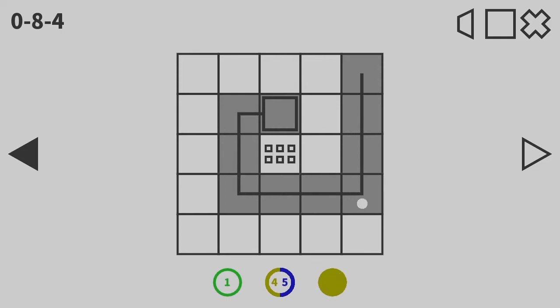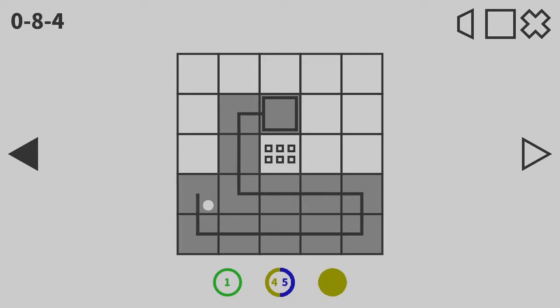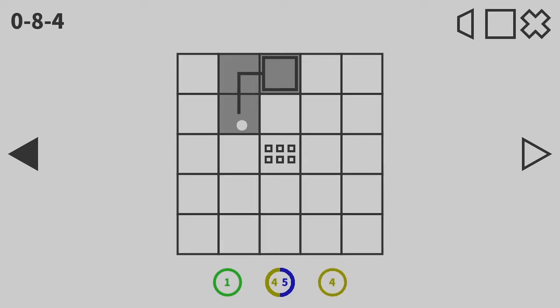1 to 3, 1 to 3. Oh. 1 to 3, 1 to 3, 1 to 3. Okay, so that doesn't work. Oh yeah, it's not 3, it's 6. 1 to 3, 1 to 3, 1 to 3, 1 to 3. Doesn't work. 1, 2, 3, 1, 2, 3, 1, 2, 3, 1, 2, 3.